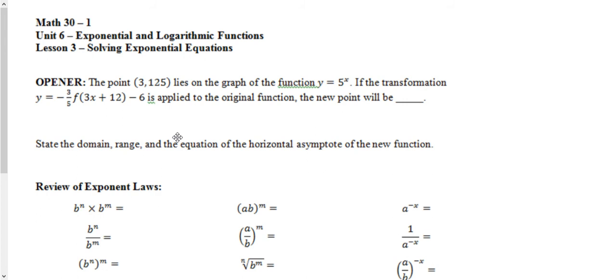Hi everyone, welcome to lesson 3 of our exponents and logs unit. Today we're going to be working with solving exponential equations.